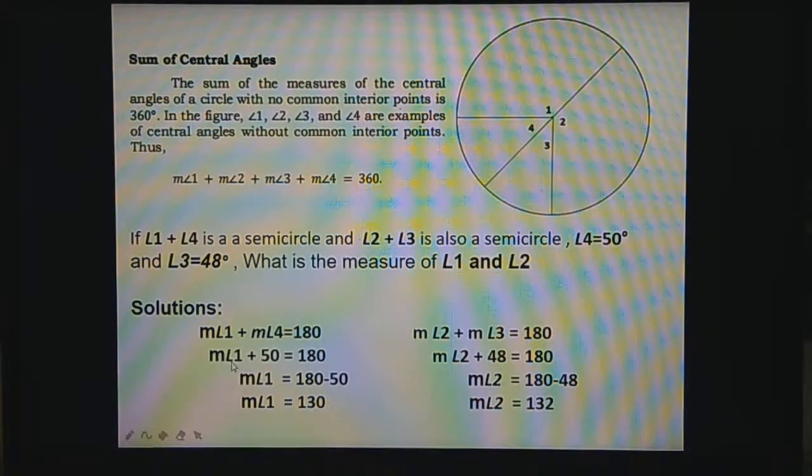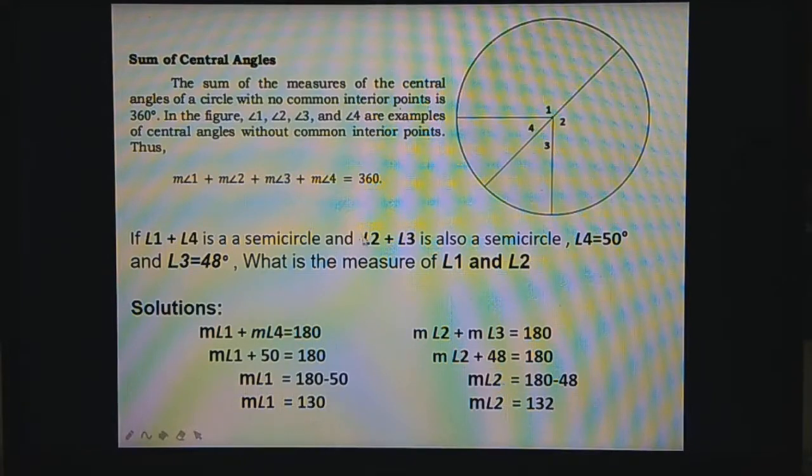So, we can now find the measure of angle 1. Angle 1 plus 50 is equal to 180. Then, by the subtraction property of equality, the measure of angle 1 is equal to 180 minus 50. Meaning, angle 1 is 130 degrees. Now, paano naman si angle 2?